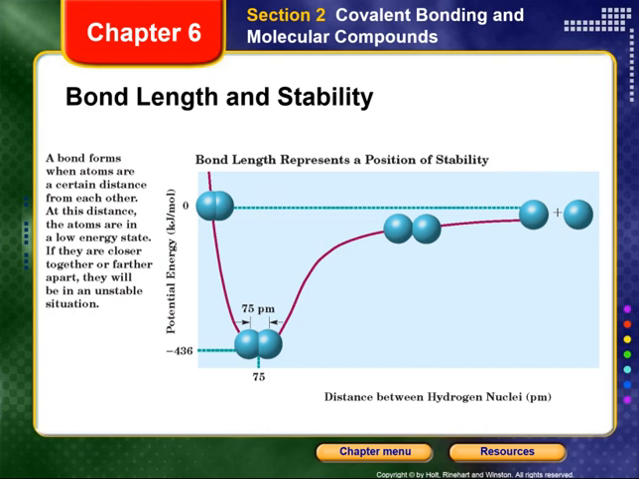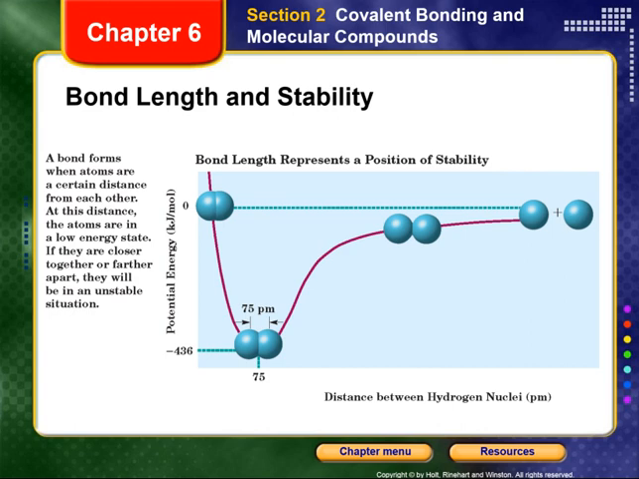If they are closer together than that, or farther apart than that, they will be in an unstable situation. Please understand, you don't have to know how unstable. You do not have to have a number on that. You just need to know that relative to the minimum potential energy state it was in, whatever state it's in now is unstable relative to that state. So we see that bond length also represents a position of stability.